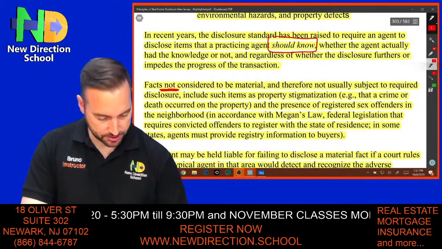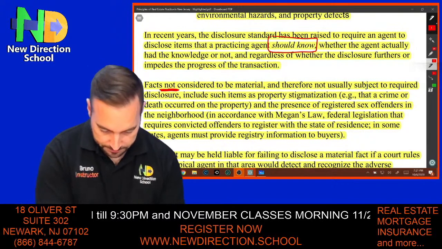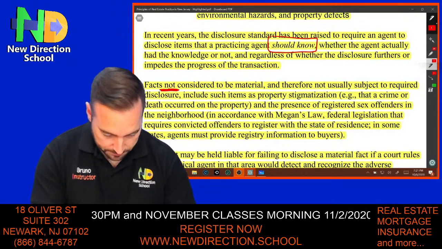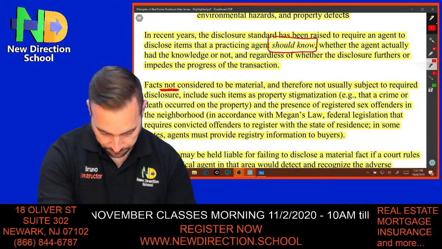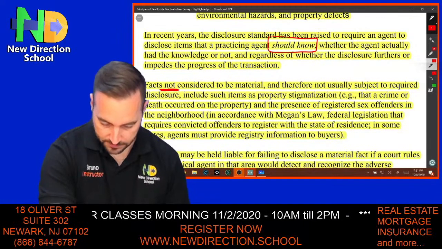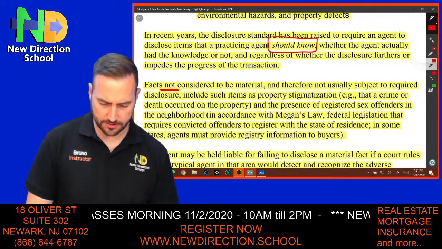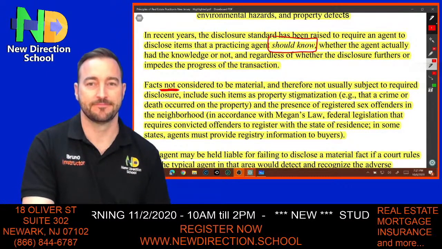This is page 303. Again, it still says here that everything is somewhere in chapter 14 in your book. Somewhere in chapter 14. Sorry.